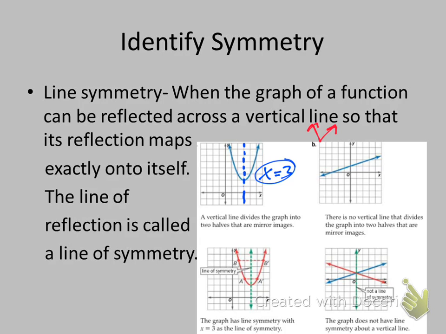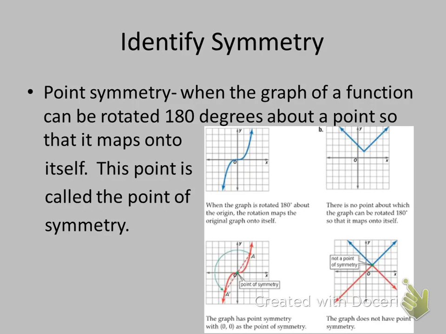Your other type of symmetry, and I think this one's a little harder, is point symmetry. Much like line symmetry, you're still reflecting it around something, except this time, as the name might give away, you're reflecting around a point instead of a line. Specifically, you're reflecting around a point 180 degrees. And once again, it has to map onto itself.